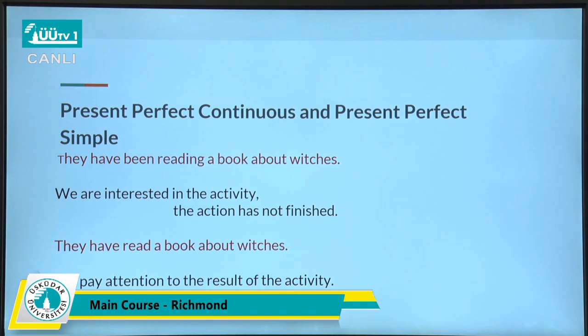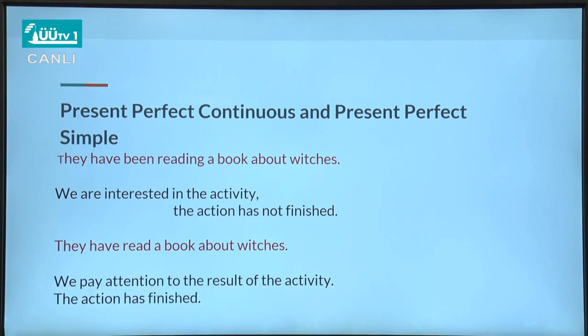Let's compare present perfect continuous and present perfect simple. They have been reading a book about witches. It means we are interested in the activity. The action has not finished. This is present perfect continuous. They have read a book about witches. This is present perfect simple, and we pay attention to the result of the activity. It means the action has finished.